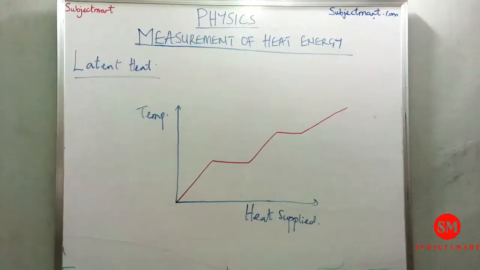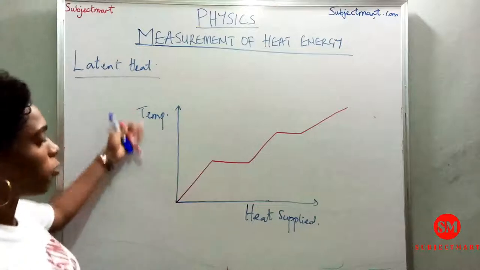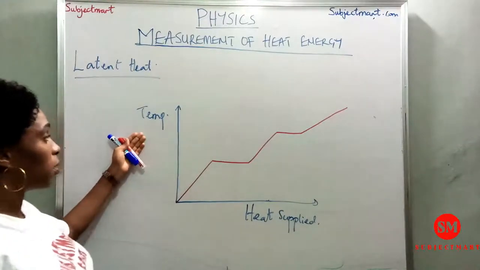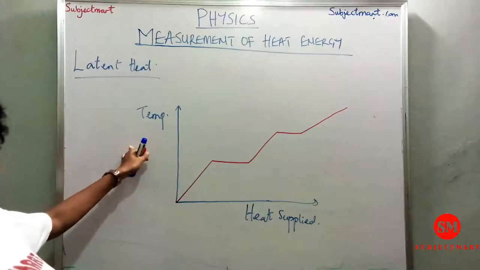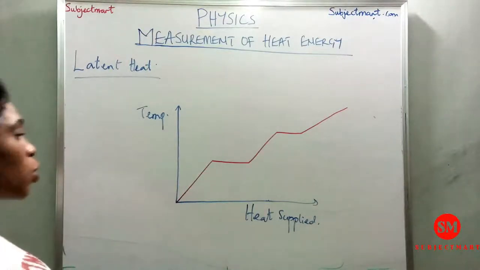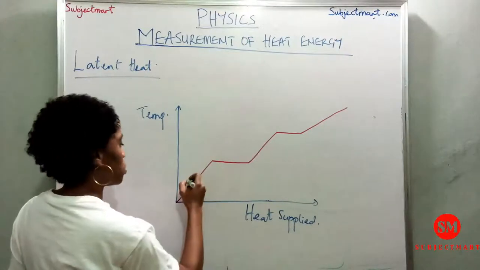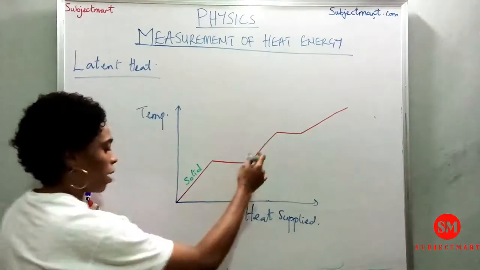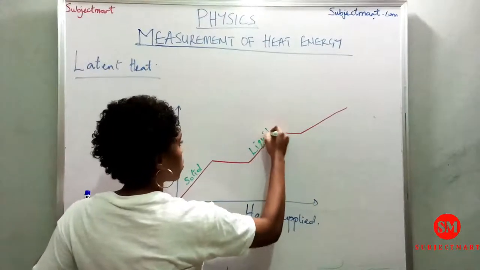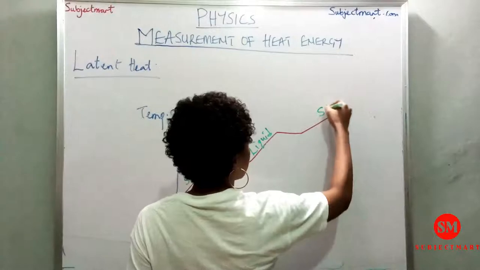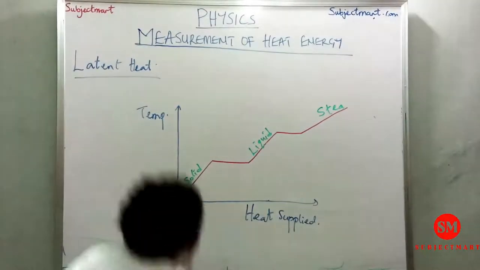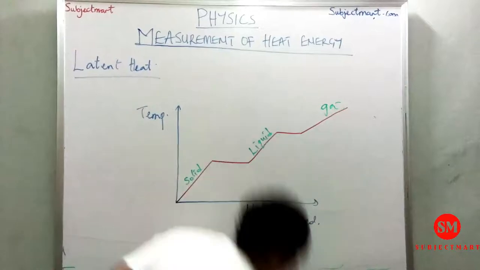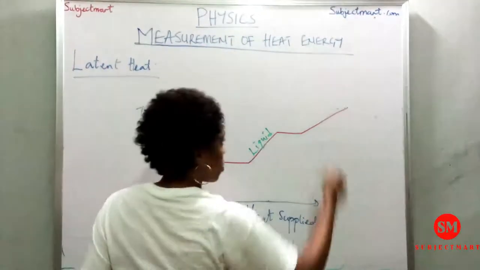This is what the graph for latent heat looks like. The graph of temperature against heat supplied. And I said earlier that temperature could be either in degrees centigrade or in Kelvin. So this area of the graph, from this point to this point, illustrates the solid. From here to here, we have the liquid. And here we have the steam, or the vapor. I'm just going to use vapor.